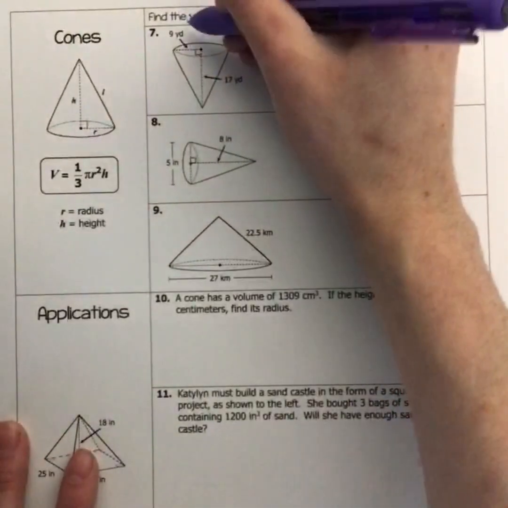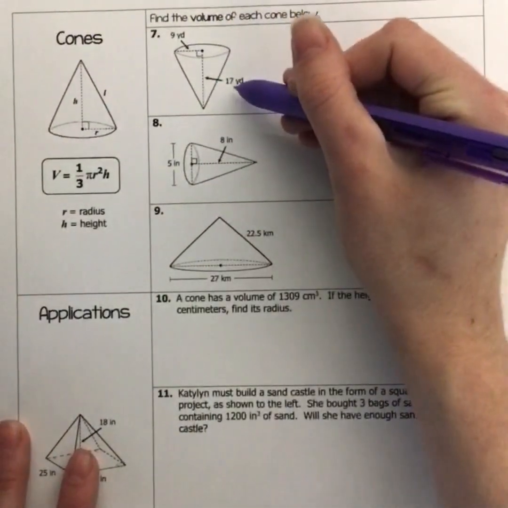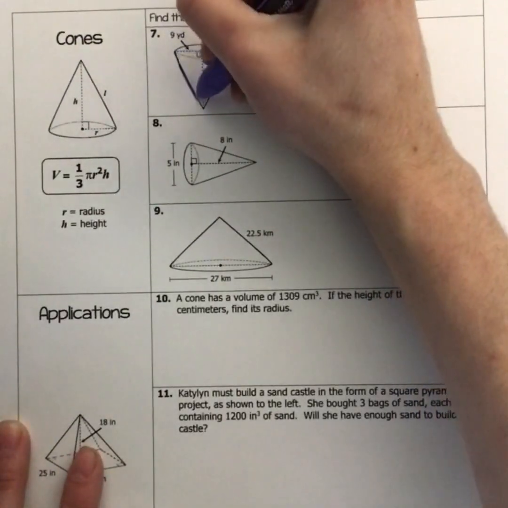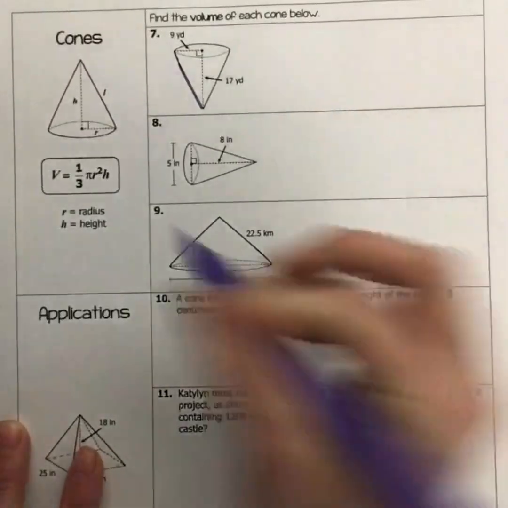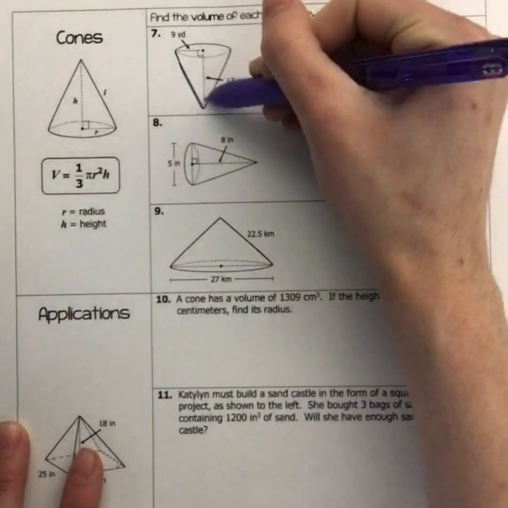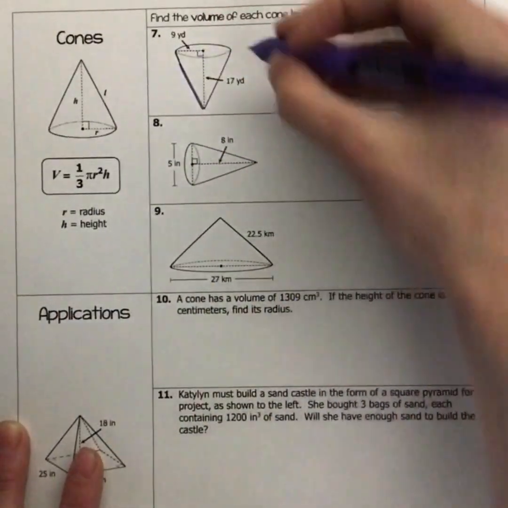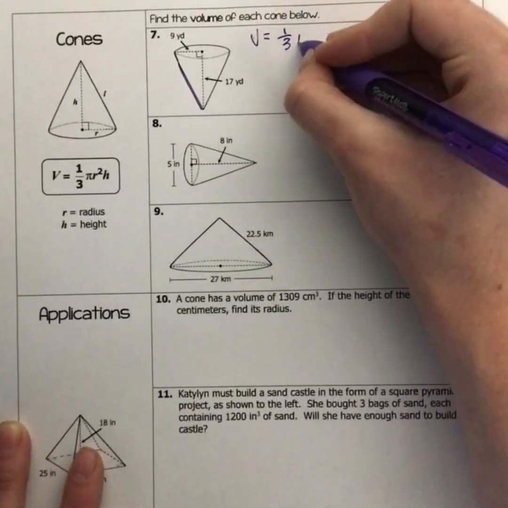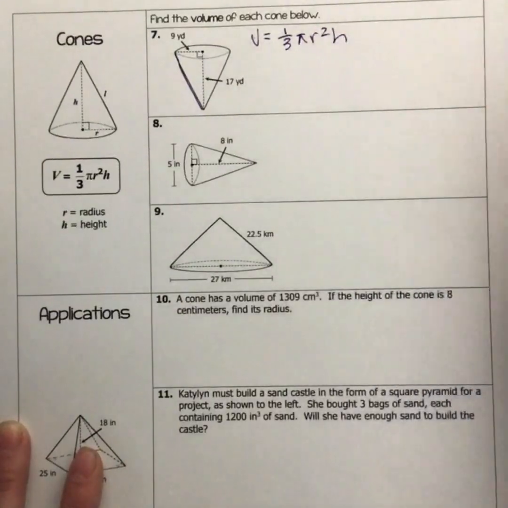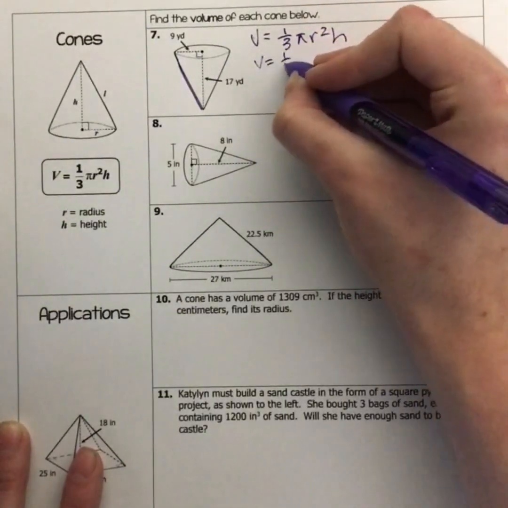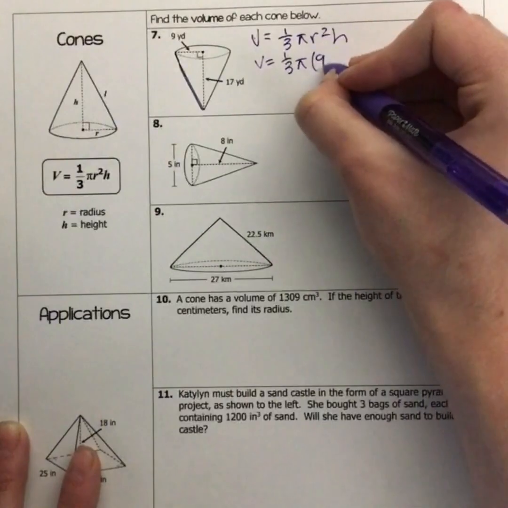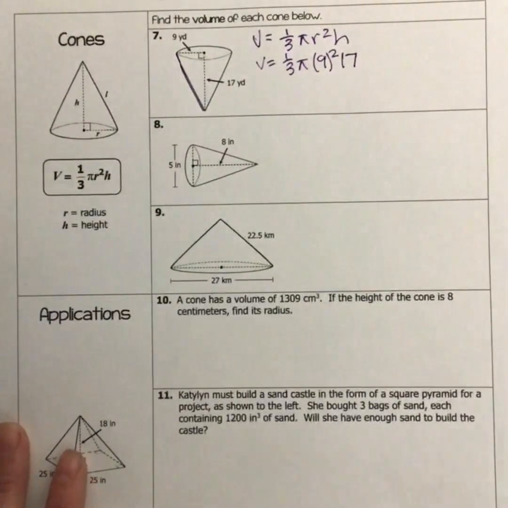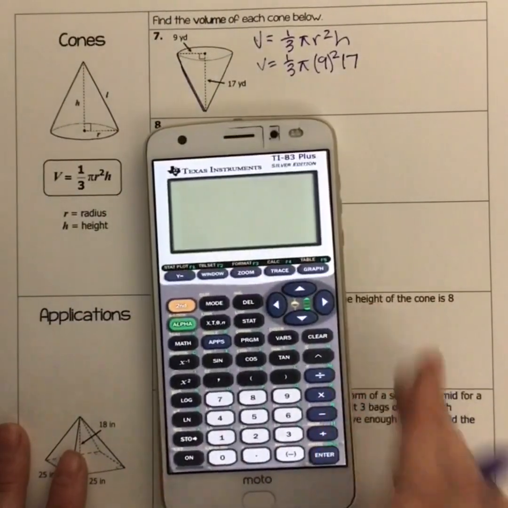We have 9 yards and 17 yards, but this time we'd have to find our L if we were to find surface area. However, for our volume, they only want the height and the radius. So we can actually just go ahead and plug this in as it is. So 1/3 pi r squared h, and we know that r is 9 and h is 17. So again, I can plug this into my handy calculator.